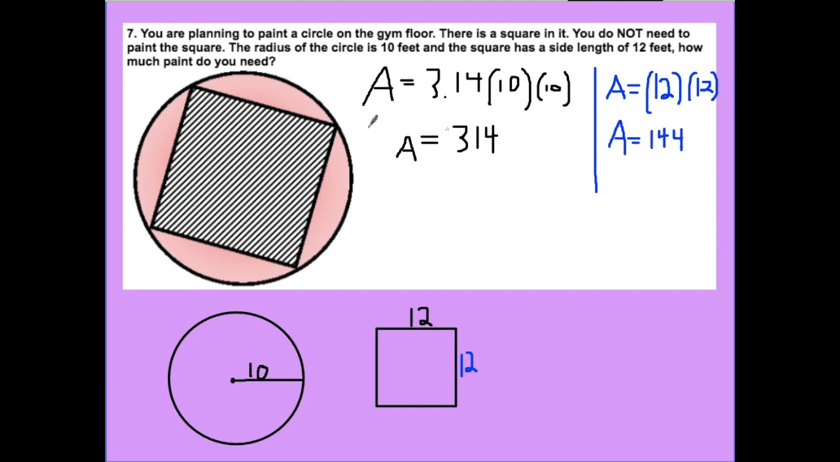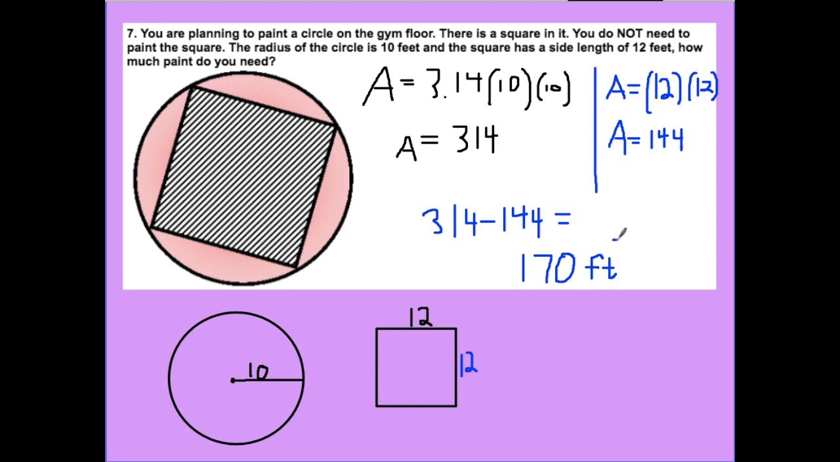All right, now look back at our picture, right? The circle is bigger than the square. So it makes sense that our area of the circle is bigger than the area of the square. So at the end, let's go ahead and subtract because we don't need to paint the square. So subtract that out of there. Remember, this is all showing work for this too. So we're going to subtract that and end up with 170. And let's check what this is. This is feet. So this is feet squared.